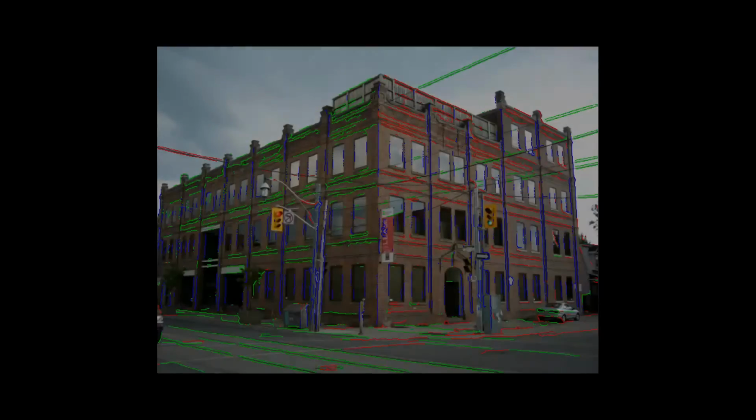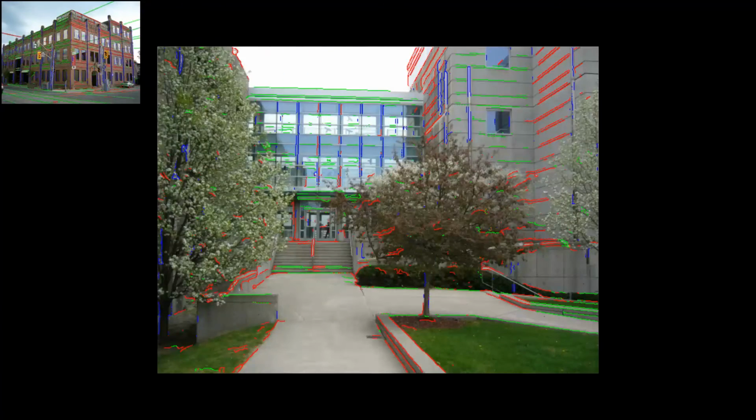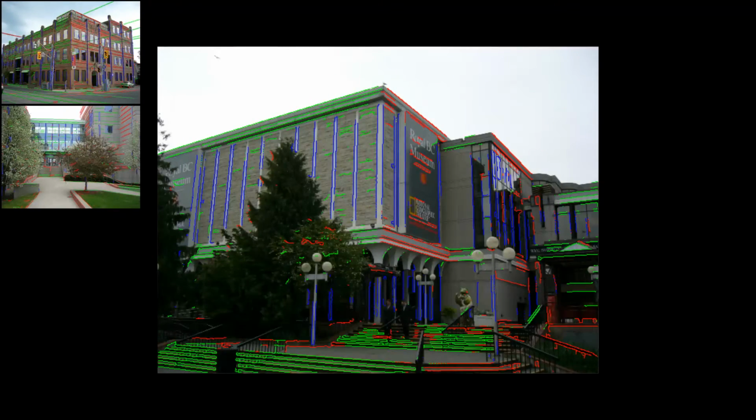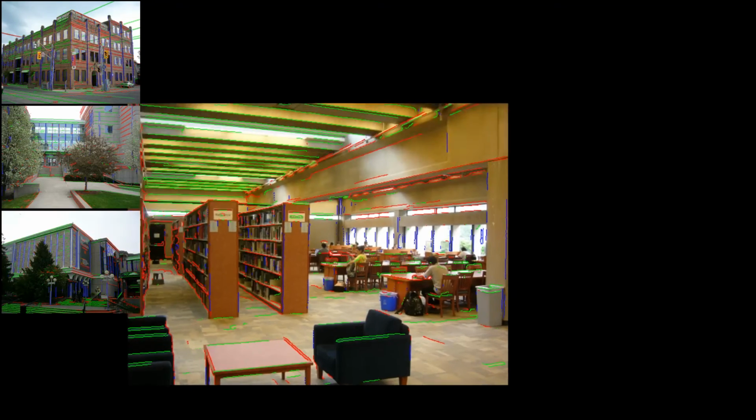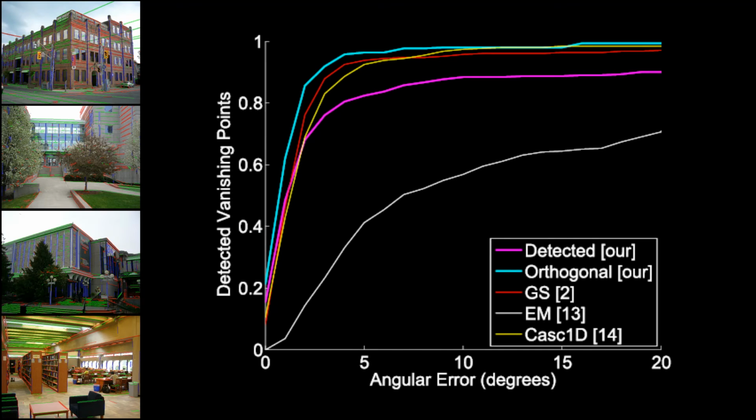We evaluated our approach on the York Urban dataset. This dataset contains 102 real-life images with annotated camera parameters and three ground truth orthogonal vanishing points. The results show that our approach outperforms the existing solutions.